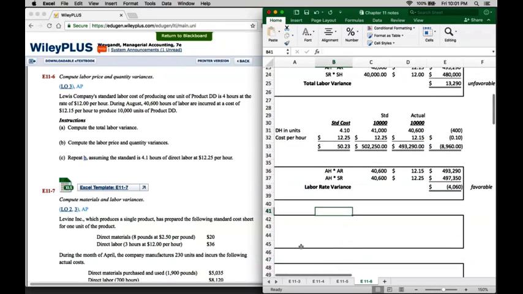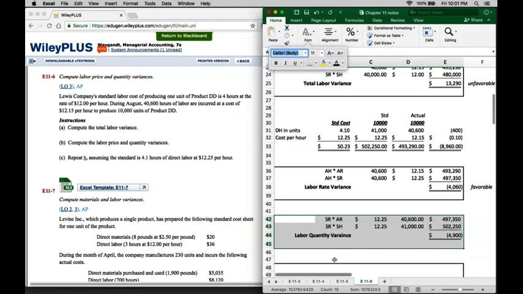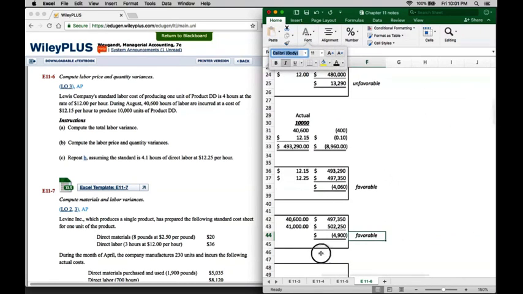Now let's look at the quantity. Labor quantity variance, that's basically again looking at how much time was spent. 400 hours less was spent. So again, what happens over here? This is a favorable variance.